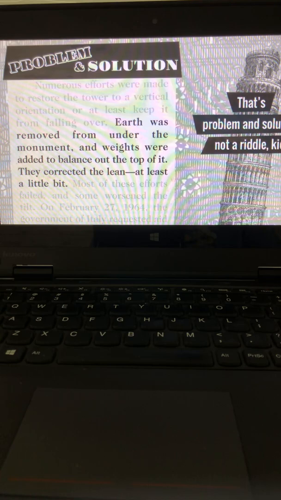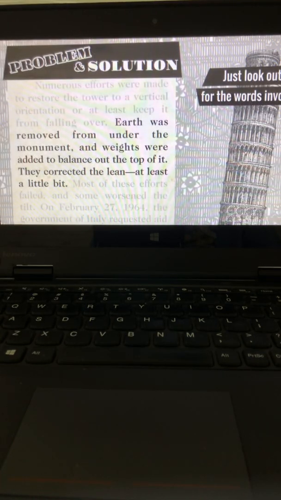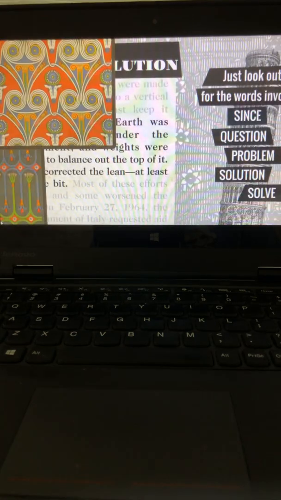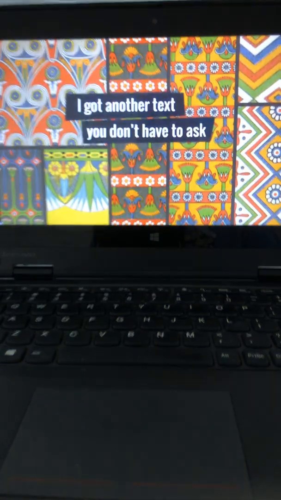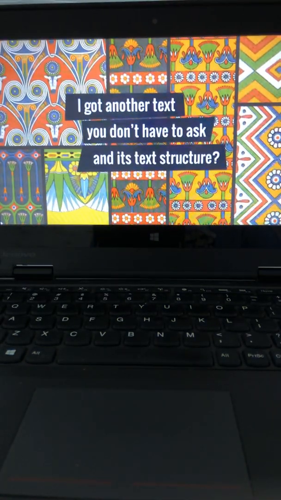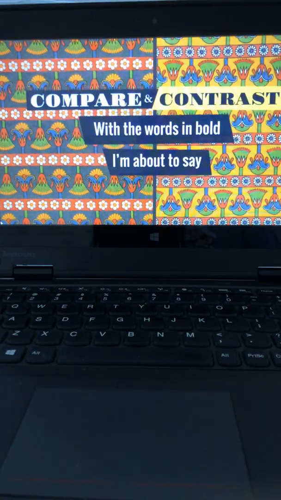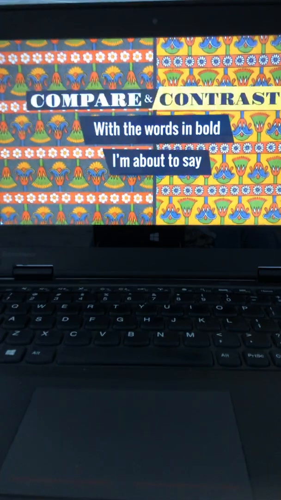That's problem and solution, not a riddle, kid. Just look out for the words involved: since, question, problem, solution, and solve. I got another text structure: compare and contrast. It explains how things are different and the same, with the words in bold I'm about to say.